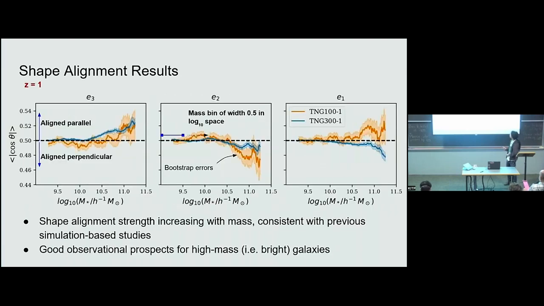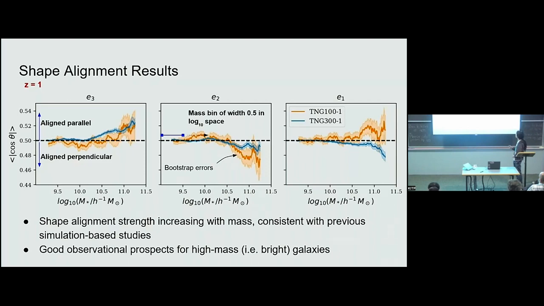So first, looking at our results for alignment between shape and the cosmic web at redshift 1. So how to read this graph is basically, here we're looking at the cosine of the alignment angle between the cosmic web eigenvector and the shape of each galaxy. What we're doing here is we're taking a bin in log stellar mass space.